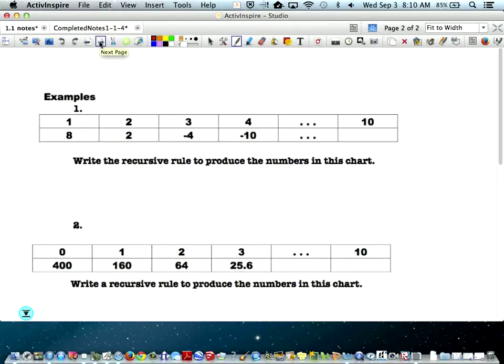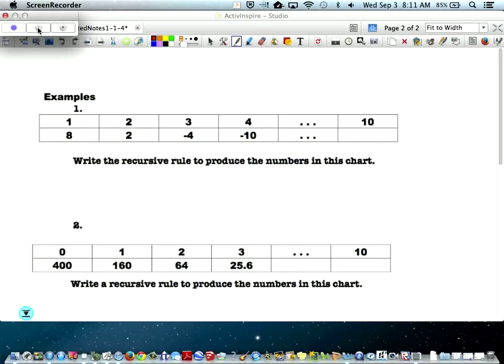Alright, so here are some generic examples. We'll go back to that particular problem and I'll show you a way that you can solve it, but if step 1 has an 8, step 2 has a 2, step 3 has a -4, step 4 has a -10, right? So what they're telling you is, you should know the pattern by now, so we're gonna skip writing down a bunch of steps, and we're gonna get out to number 10. So what's the recursive rule to produce the numbers in this chart?